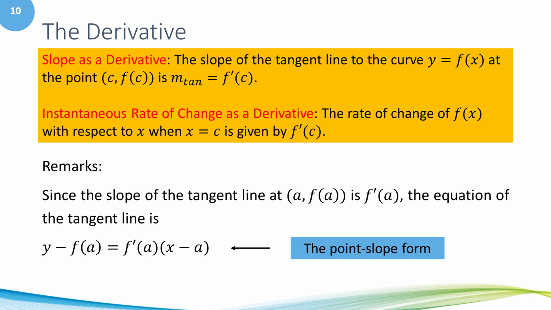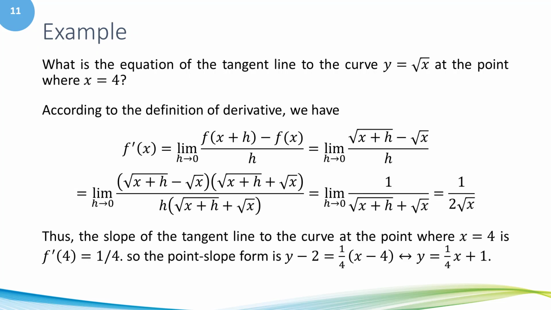From a few slides ago, we already know that the instantaneous rate of change is the slope of a tangent line. Here, we will also get that the slope of a tangent line is the derivative. Here's an example to illustrate it. Let's say we have y = √x, and we want to know the equation of the tangent line when x = 4.